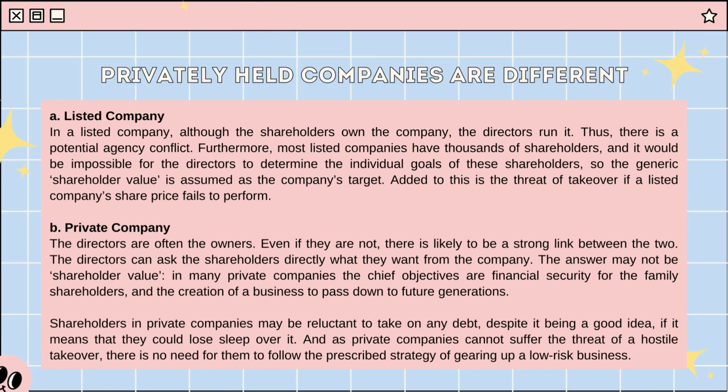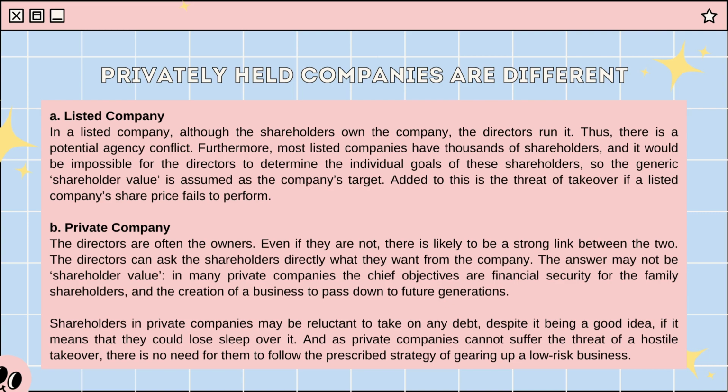Okay, now we will talk about how the elements of financial strategy might apply differently for public and private companies. In a listed or public company, although the shareholders own the company, the directors run it. Thus, there is a potential agency conflict. And also, most listed companies have thousands of shareholders, and it will be impossible for the directors to determine the individual goals of these shareholders. So, generic shareholder value is assumed as the company's target.